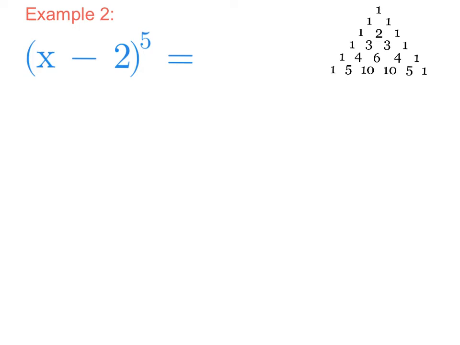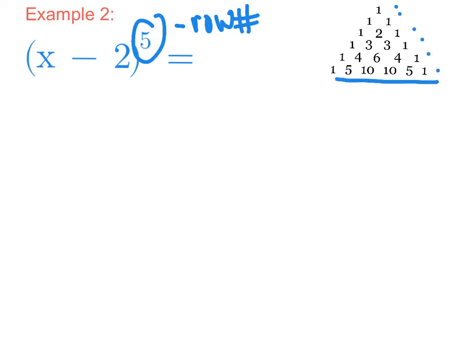Our second example says x minus 2 to the 5th power. So remember, our 5 out here represents our row number. So that means we have 0, 1, 2, 3, 4, 5. That is our last one we see here. So this time we're going to use a different way of getting the same answer like we would on the first one. This time we're going to use a chart to help us.